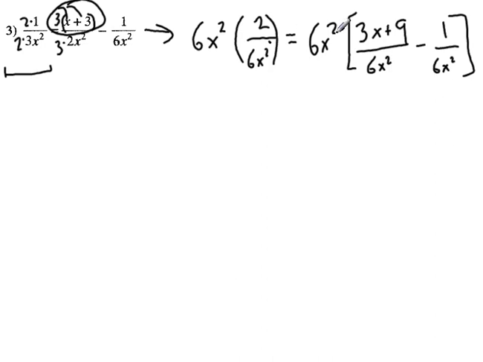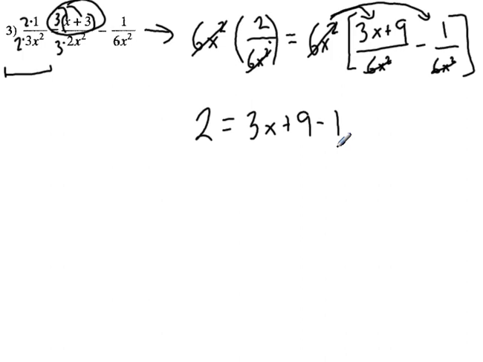Okay, that's the last time I'm going to do all that work, because you don't actually have to write this step. Alright, 6x squared cancels with 6x squared. 6x squared distributes to both of these fractions and grouping symbols to cancel these out as well. So all I really needed to write was 2 equals 3x plus 9 minus 1.